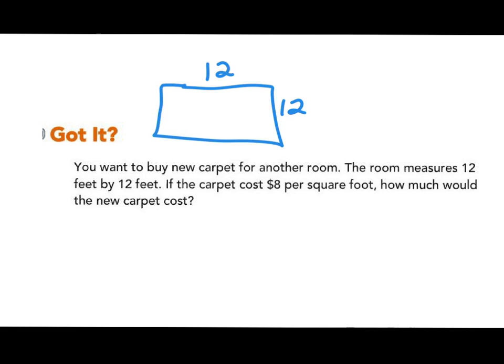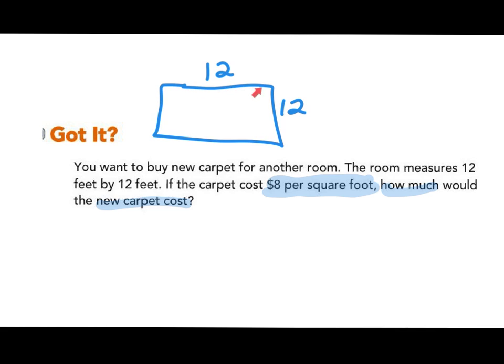Now, it says the room measures 12 by 12. If the carpet costs $8 per square foot, how much would the new carpet cost? So I need to figure out if each square foot is $8. It says it right here. Each square foot is $8. How many square feet are on this floor?